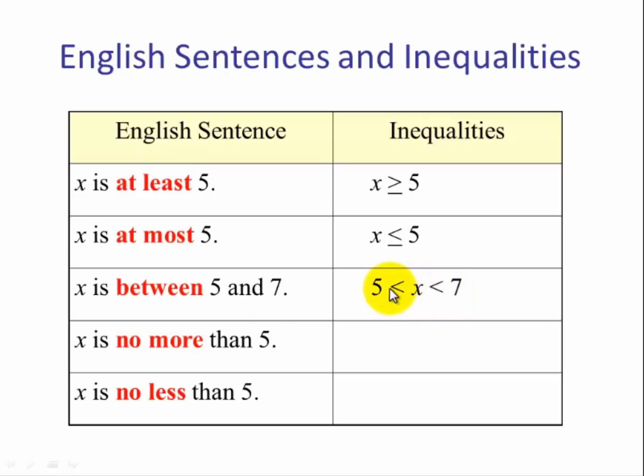So all numbers in between 5 and 7. X is no more than 5. That's the same thing as the inequality x is less than or equal to 5. And the last one, x is no less than 5, would mean x is greater than or equal to 5 as an inequality.